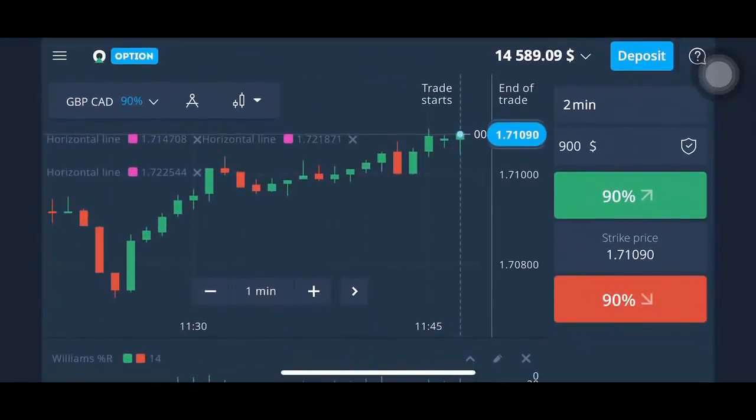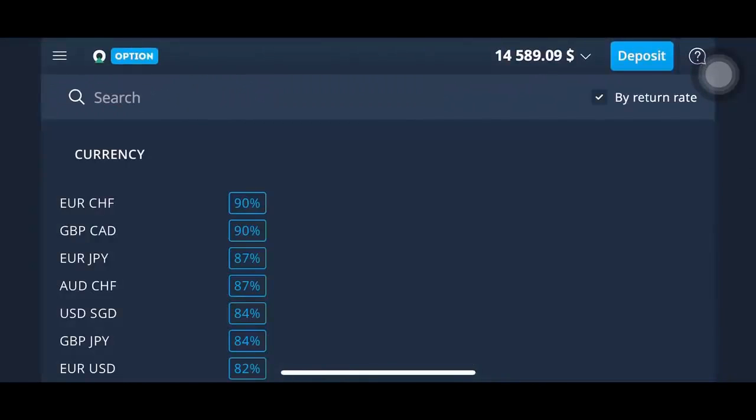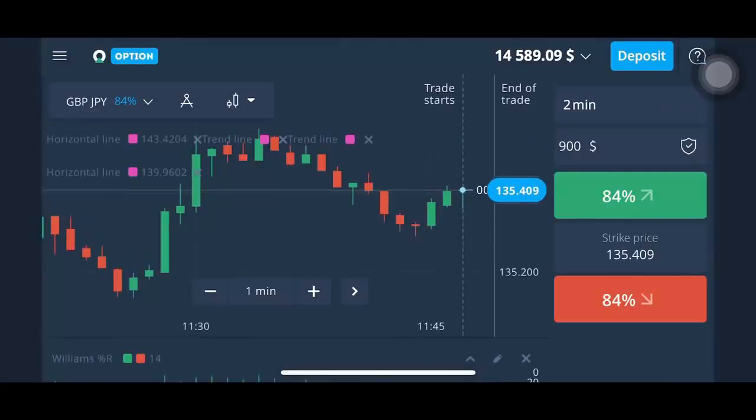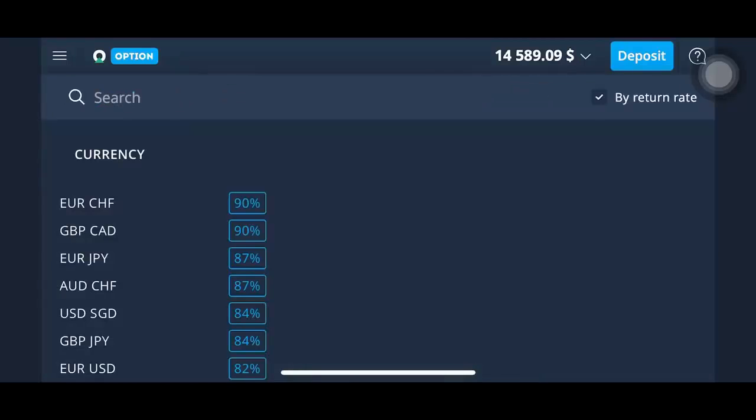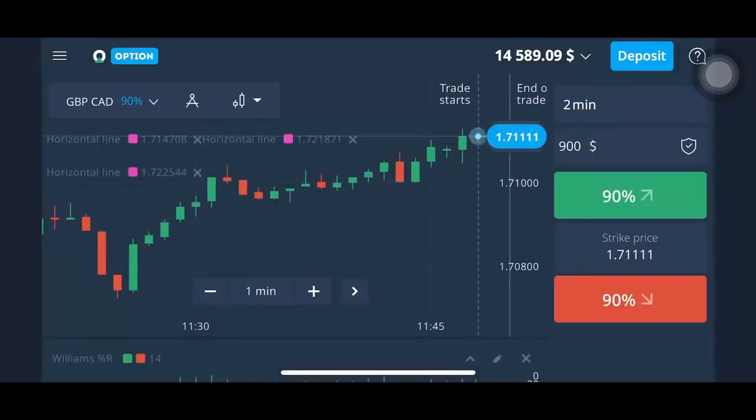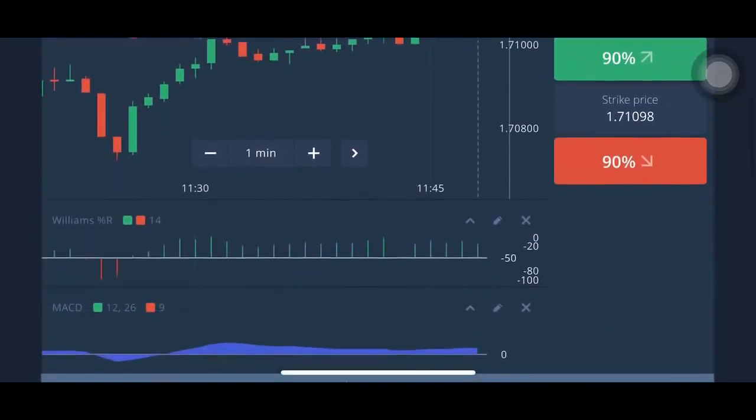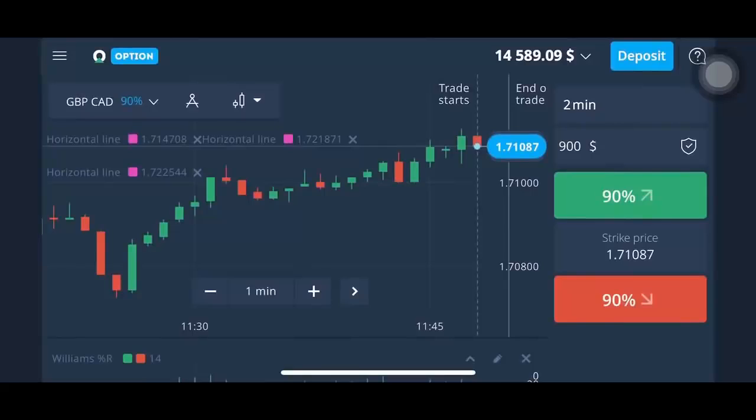The previous trade was GBP JPY. Let's see again, GBP JPY. It's moving up, as I see. Okay. Let's go to GBP CAD. 90% of profit. It will give us some more money, certainly.